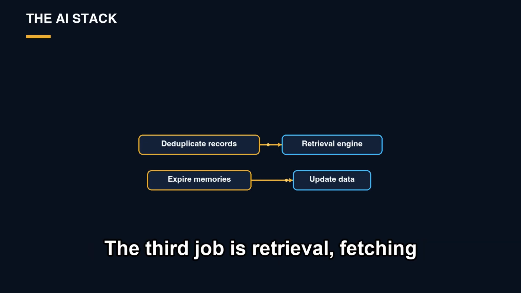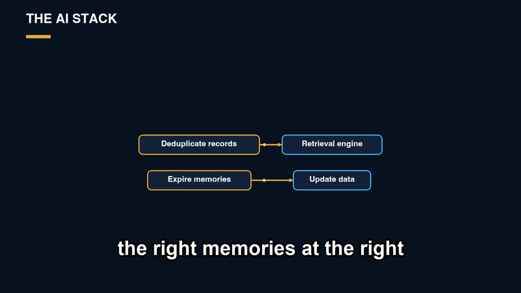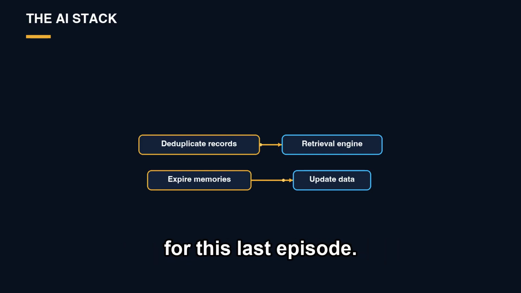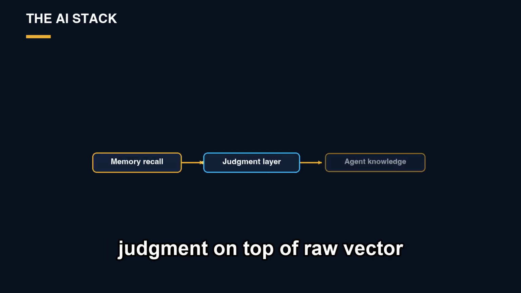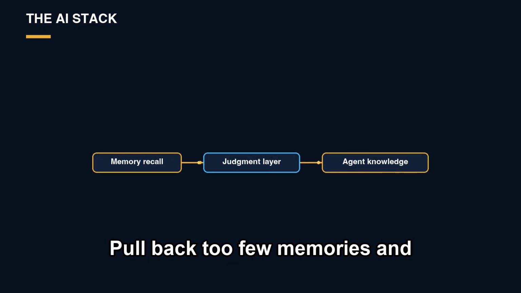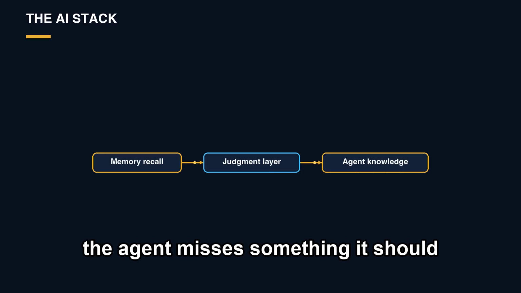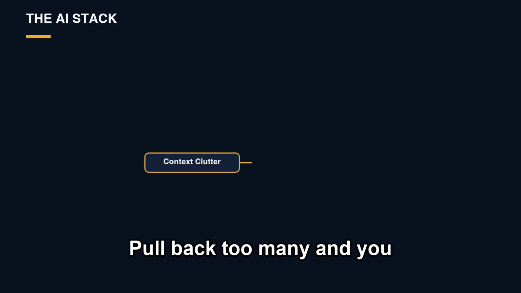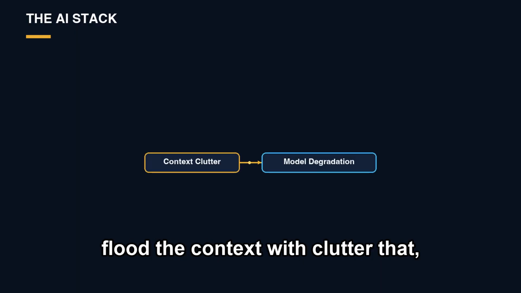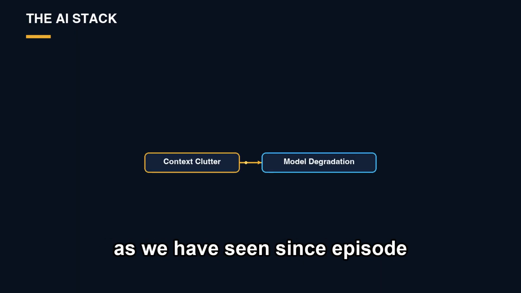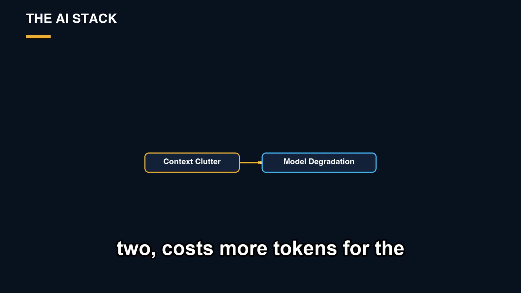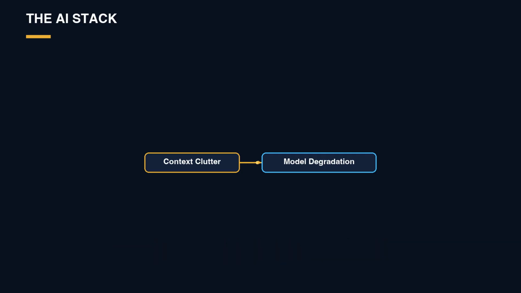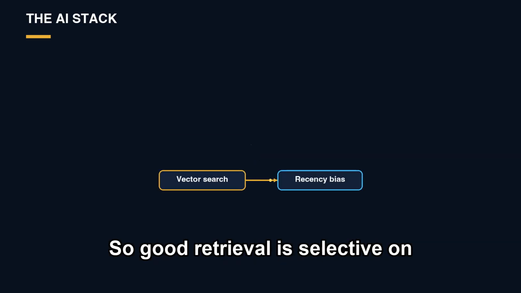The third job is retrieval, fetching the right memories at the right moment, and we built the engine for this last episode. But management adds a layer of judgment on top of raw vector search. Pull back too few memories and the agent misses something it should have known. Pull back too many and you flood the context with clutter that, as we have seen since episode 4, actually degrades the model's answers, and as we learned in episode 2, costs more tokens for the privilege. So good retrieval is selective on purpose.